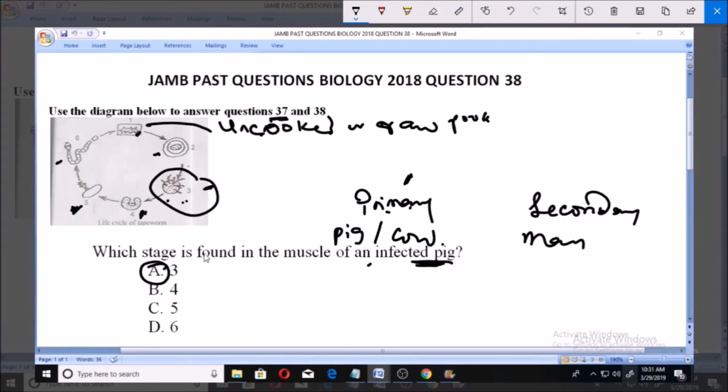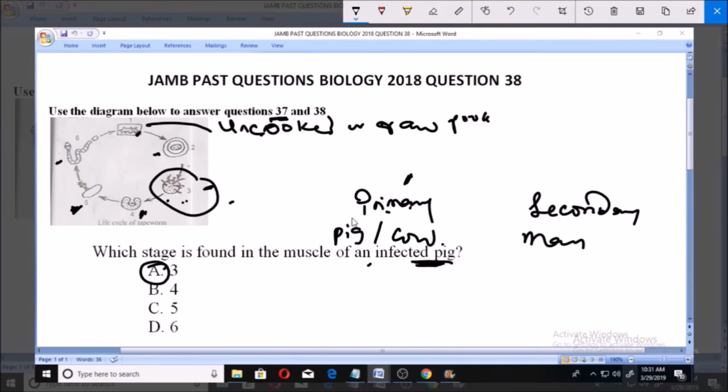Now when this very meat is improperly cooked and it is eaten, since it's in the muzzle of the primary host, it's now eaten by man. You understand? The man starts playing host as the secondary host this time around. So they further develop in this secondary host, which is man.